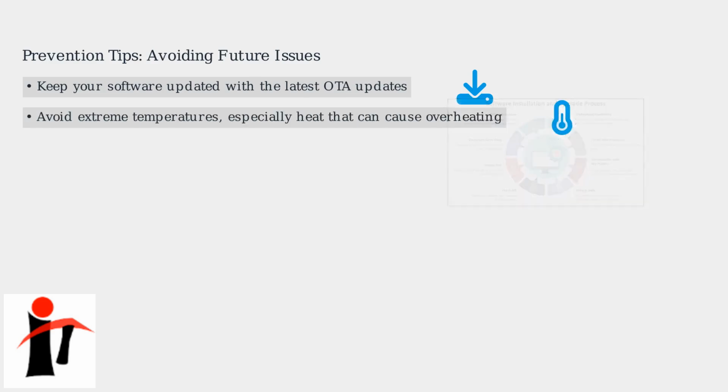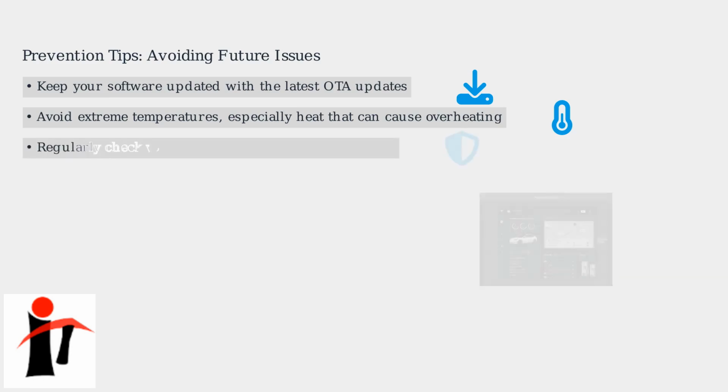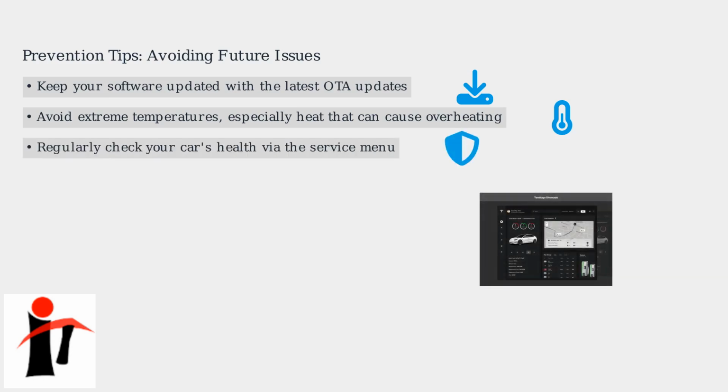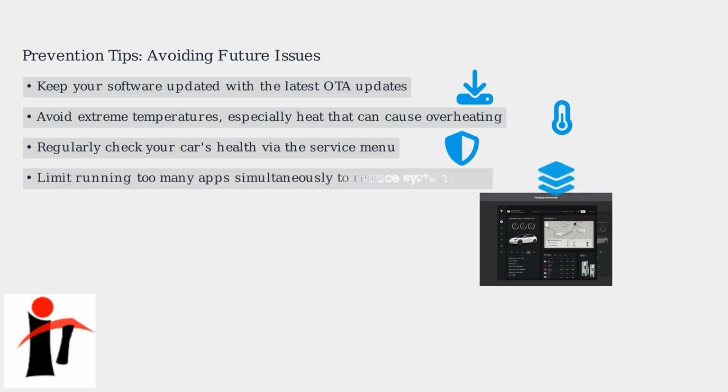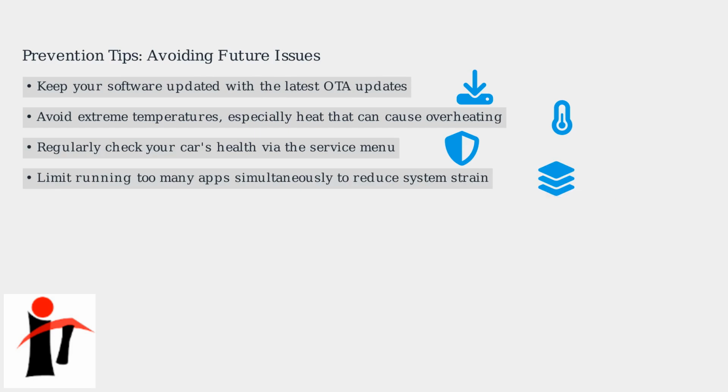Avoid extreme temperatures, particularly heat, which can overheat the infotainment system and lead to freezes or black screens. Park in shaded areas and use climate control wisely. Regularly access the Service menu to check your car's health and run diagnostics. This helps catch potential issues early before they cause screen problems. Be mindful of running too many apps at once, as this can strain the system and lead to unresponsiveness. Close unused applications to maintain performance.